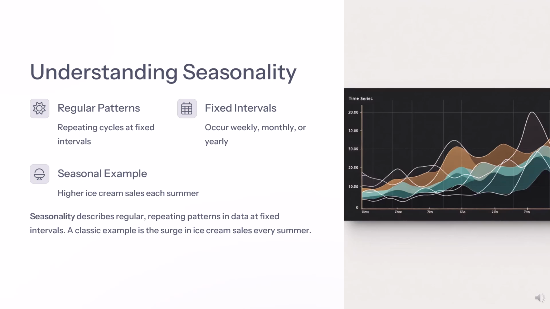Now next we have seasonality. Seasonality refers to patterns that repeat at regular or fixed intervals such as daily, weekly, monthly, or yearly cycles. For example, ice cream sales usually increase during the summer months every year. These seasonal effects are predictable and help a business plan ahead, like stocking more inventory before the holiday season. Seasonality is important because it helps us to separate these regular cycles from other patterns in the data.